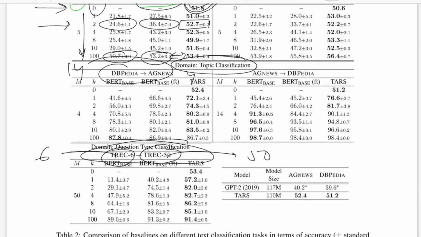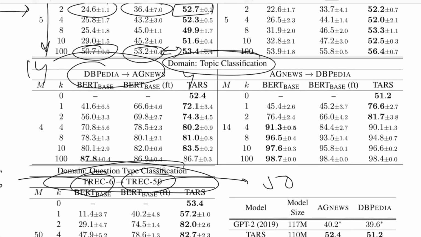Similarly, if you see topic classification, DBpedia had 14 classes, AG News had just 4 classes, which means the number of classes is also now differing. So with only 2 samples per class, you get a score of 74.3 on the target dataset. So that again affirms its productivity in few-shot learning. And similarly with question classification.